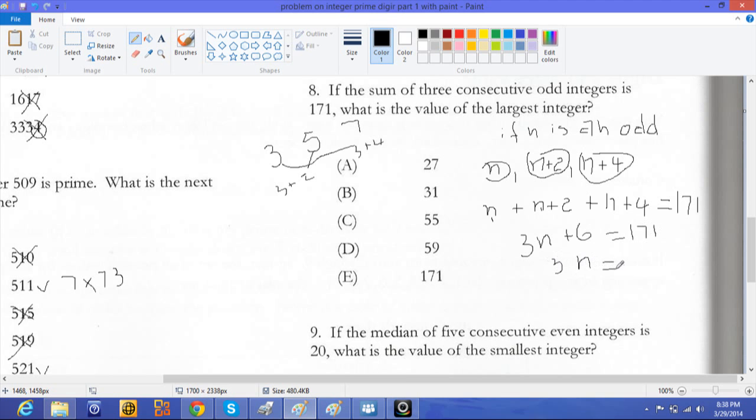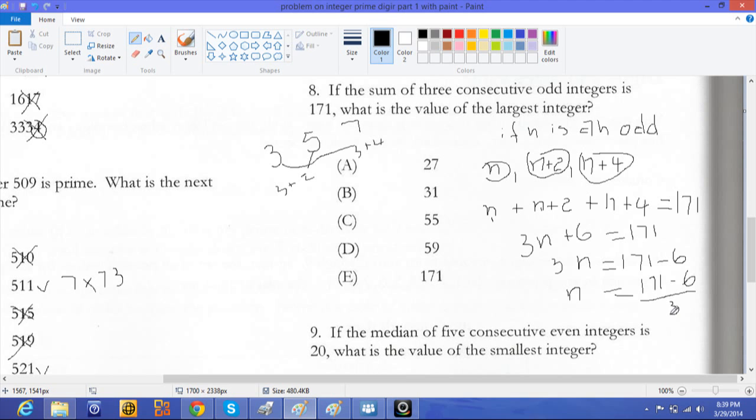3n is going to be 171 minus 6, okay? Minus 6. So the value of n is going to be 171 minus 6, divided by 3. That's going to give you n. Remember, n is going to be the smallest. We are looking for the largest, okay?